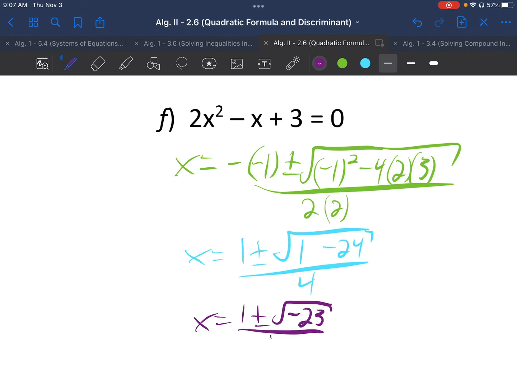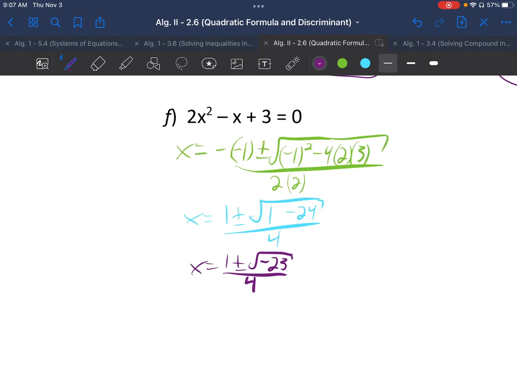X equals 1 plus or minus the square root of negative 23. That's a negative number. The discriminant's negative, meaning we should have two non-real answers. As we investigate that further, we notice x equal to 1 plus or minus the square root of negative 23 is really the square root of negative 1 times the square root of 23. The square root of 23 doesn't reduce. The square root of negative 1 is i, so we call it i square root 23 over 4.